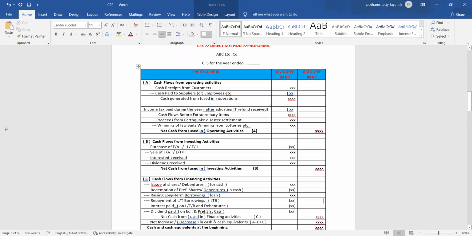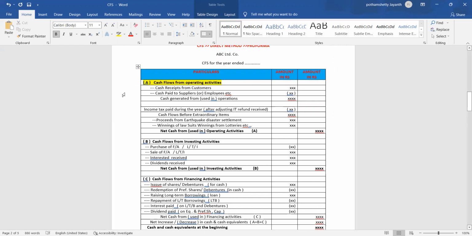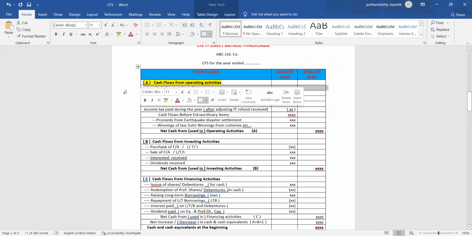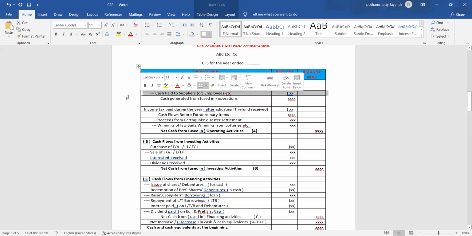Direct method, cash flow statement pro forma. Cash flow from operating activities, A. Cash received from customers. Just now we did working note 1. From that it will come. To that, from that you deduct cash payment to suppliers, working note 2.